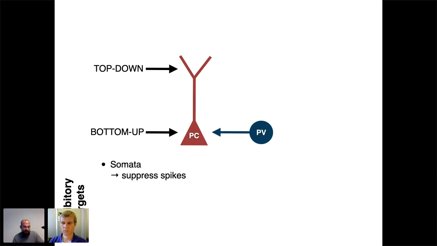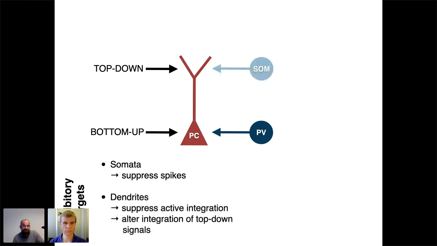Those are cells that often express parvalbumin, and they're well suited to suppress spikes. A different type of cells targets the dendrites. Those are these light blue guys up here, and that predestines them to suppress active synaptic integration, or dendritic integration, up there in the dendrite, and thereby alter the integration of top-down signals.